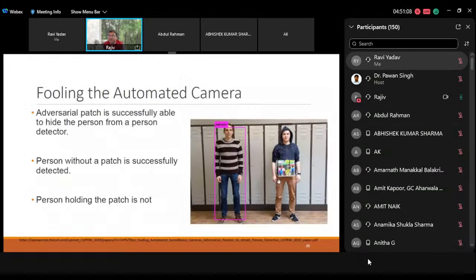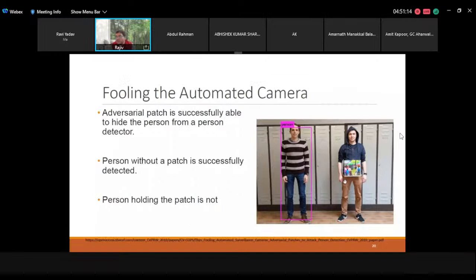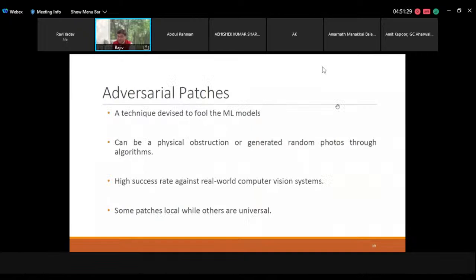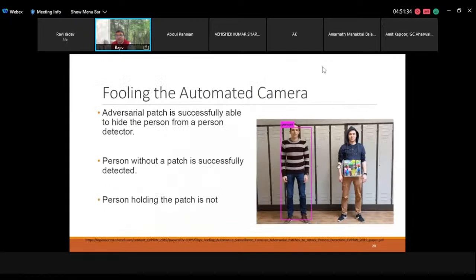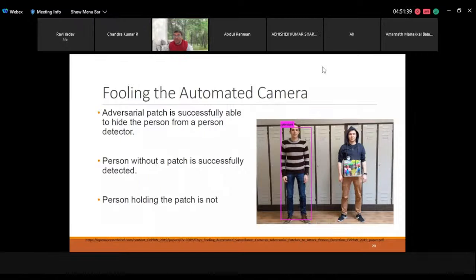So let's see the first example. What do you see? How many persons do you see here? Anyone? In this picture, how many persons? Two. Two, sir. There are two. But what we have done is that we have put, can you see this? Oops, sorry. Can you see my mouse cursor, please? Yes, sir. Okay. So this is a patch. Because of this patch, the algorithm did not classify this person as a person. Should it have or should it not have? Should have.